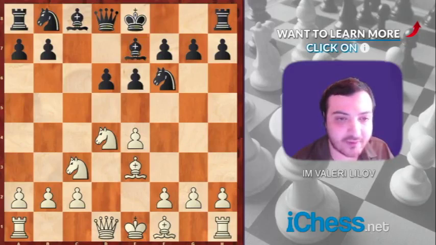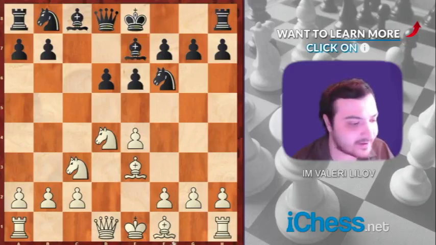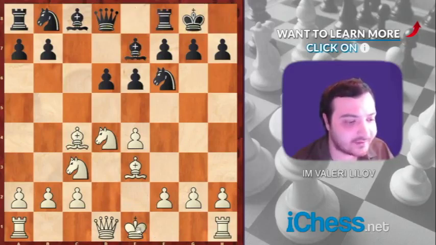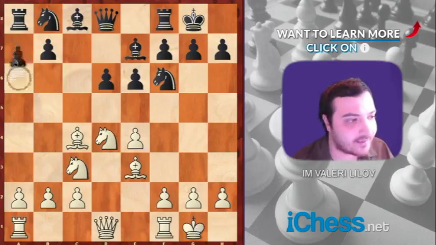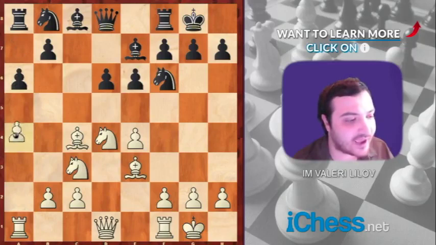Let's imagine he will play the move bishop to e7, and then we can actually come up with a move like bishop c4. He will castle. We will do the same. He might play a6. We could play a4.